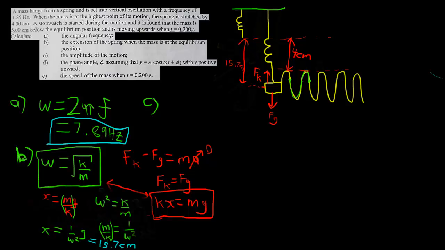So that's the distance between those two, and we know that the distance from there to there is 4. So the only distance we're left with then, which is going to be the amplitude of the motion, is simply 15.7 minus 4. So we'll write that as amplitude equals 15.7 minus 4. These are all in centimeters. So that's simply 11.7 centimeters. Awesome. Okay, so we got our amplitude now.